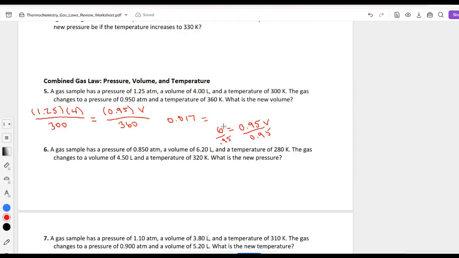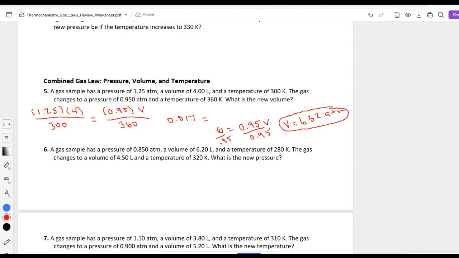All right, so now the answer is just going to be 6 divided by 0.95. So 6 divided by 0.95 equals, and there we go. So it's going to be V2 equals 6.32 atmospheres. And there you have it. There's a combined gas law problem where all three variables are in there.